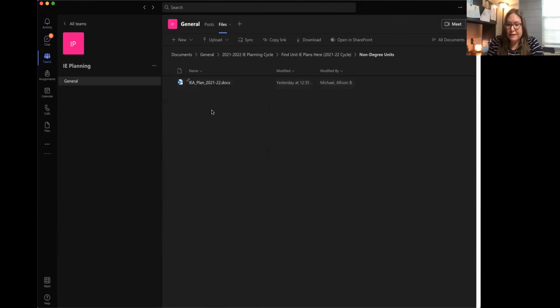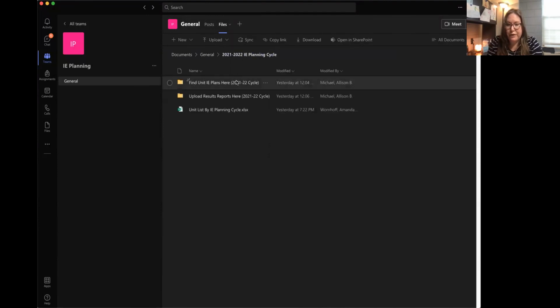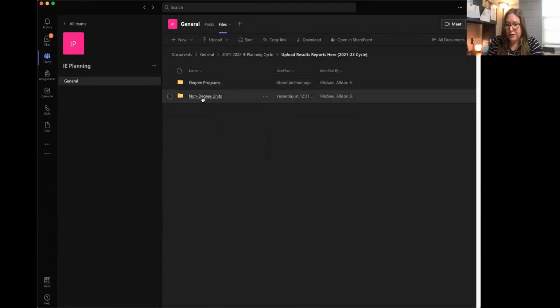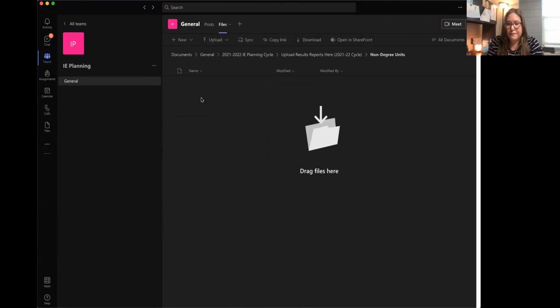So once you access that and you use it to fill out your results report, you can go back to that 2021-22 IE planning cycle folder. And right here is where you'll click to upload your results reports. So you'll click on that and again, go to non-degree units. And we don't have any in here yet, but eventually, hopefully this will just be full. And you can just upload.